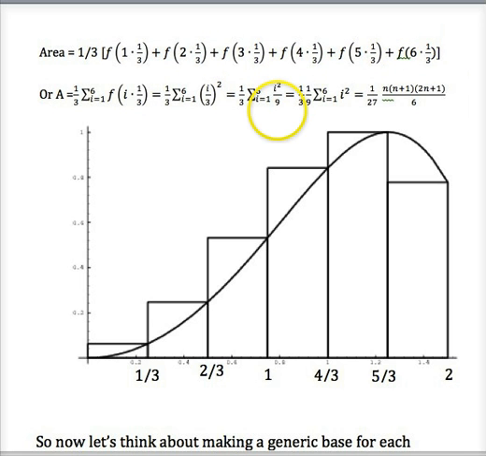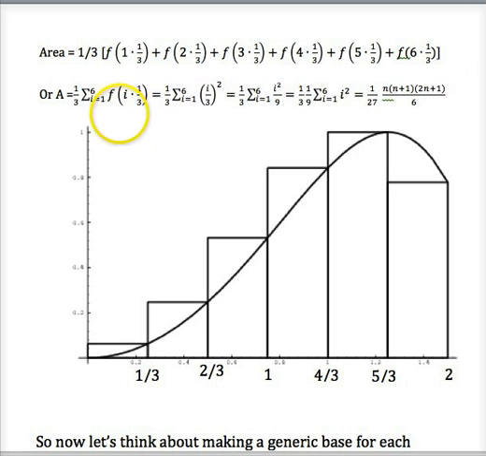So what I can do is write that in summation notation now. My area is 1/3 for the base. I just pulled it out front because it's a constant. And then I'm going to sum from 1 to 6 my function evaluated at i times 1/3. And i is going to represent that 1, 2, 3, 4, 5, and 6.